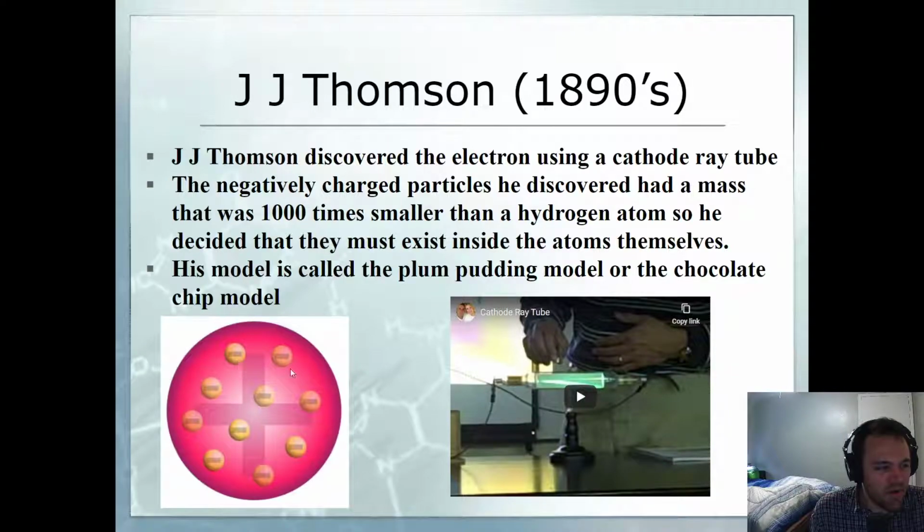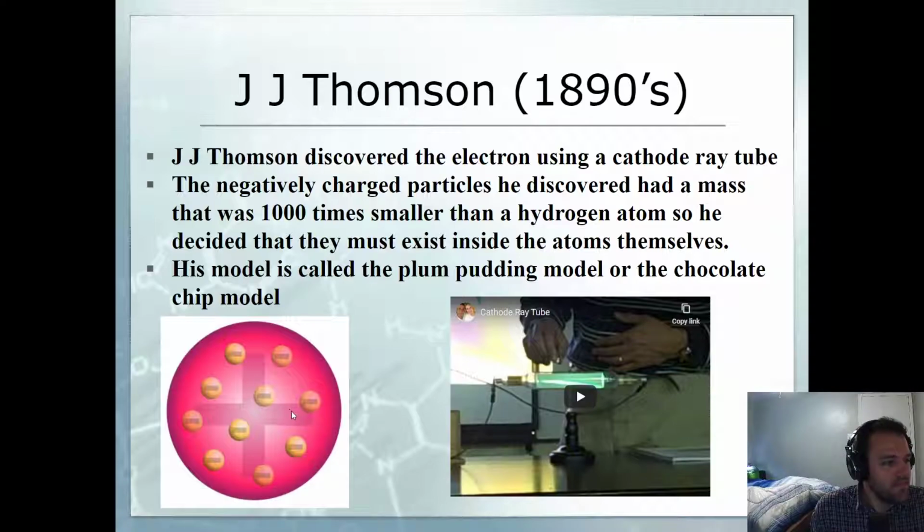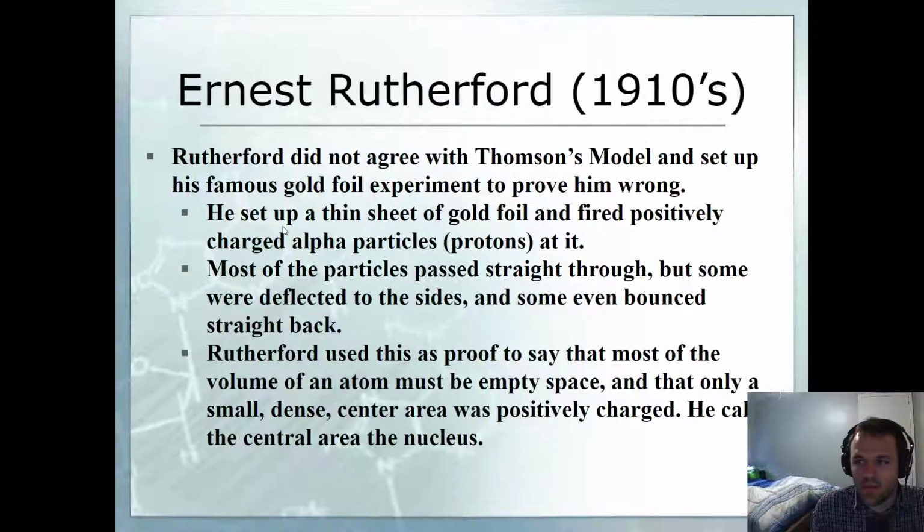But his model is that the atom is a big solid sphere of positive charge that has these tiny small chunks of negative charge embedded in it and scattered all throughout it. So it's like a chocolate chip cookie with the chocolate chips. So that was the model that was accepted for the next 30 years or so, until the next guy came along.